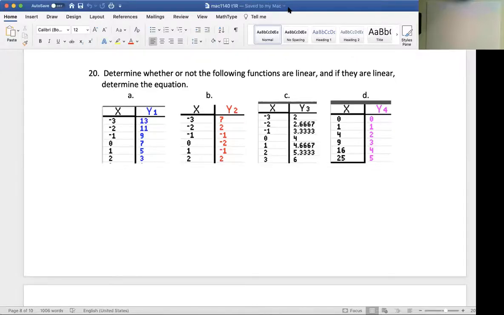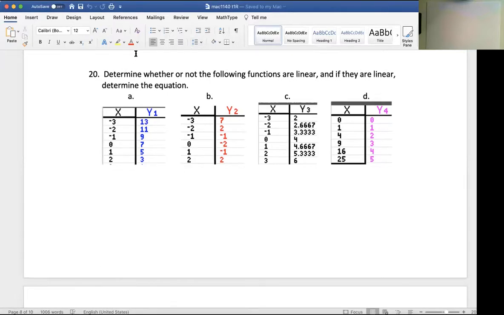Okay, this question asks us to determine if the functions are linear, and if they are, we are supposed to find the equation. So let's go ahead and look at the first one, question A. Numbers on the left side, on the x side, are -3, -2, -1, 0, 1, and 2. On the right side, 13, 11, 9, 7, 5, 3.